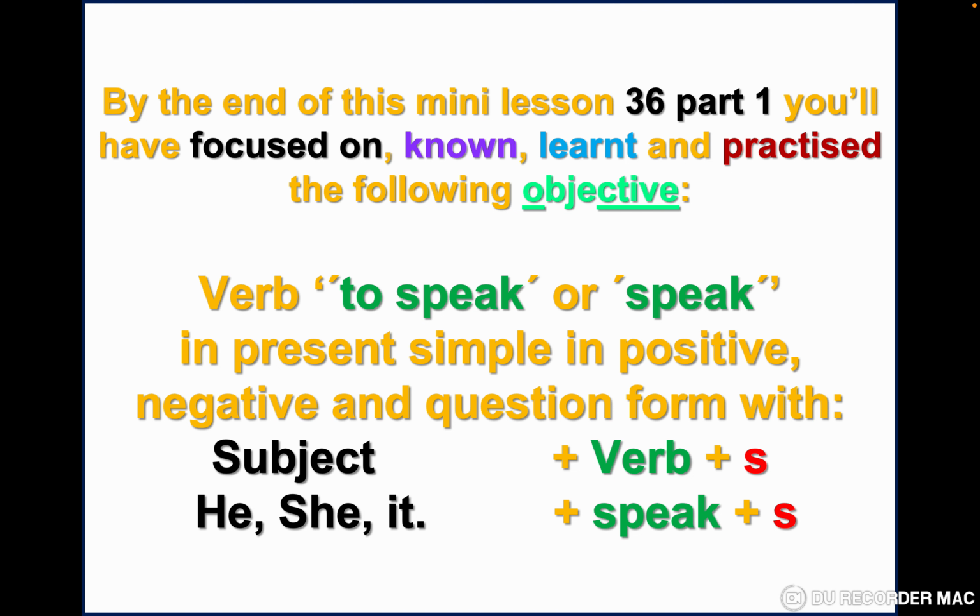This is the rule: subject plus verb plus s. So "he speak" is not correct. "She speak" is not correct. "It speak" is not correct. Why? Because the rule says when we have he, she, it in present simple, the verb takes an s. So the correct form is he speaks, she speaks, it speaks. Let's see.